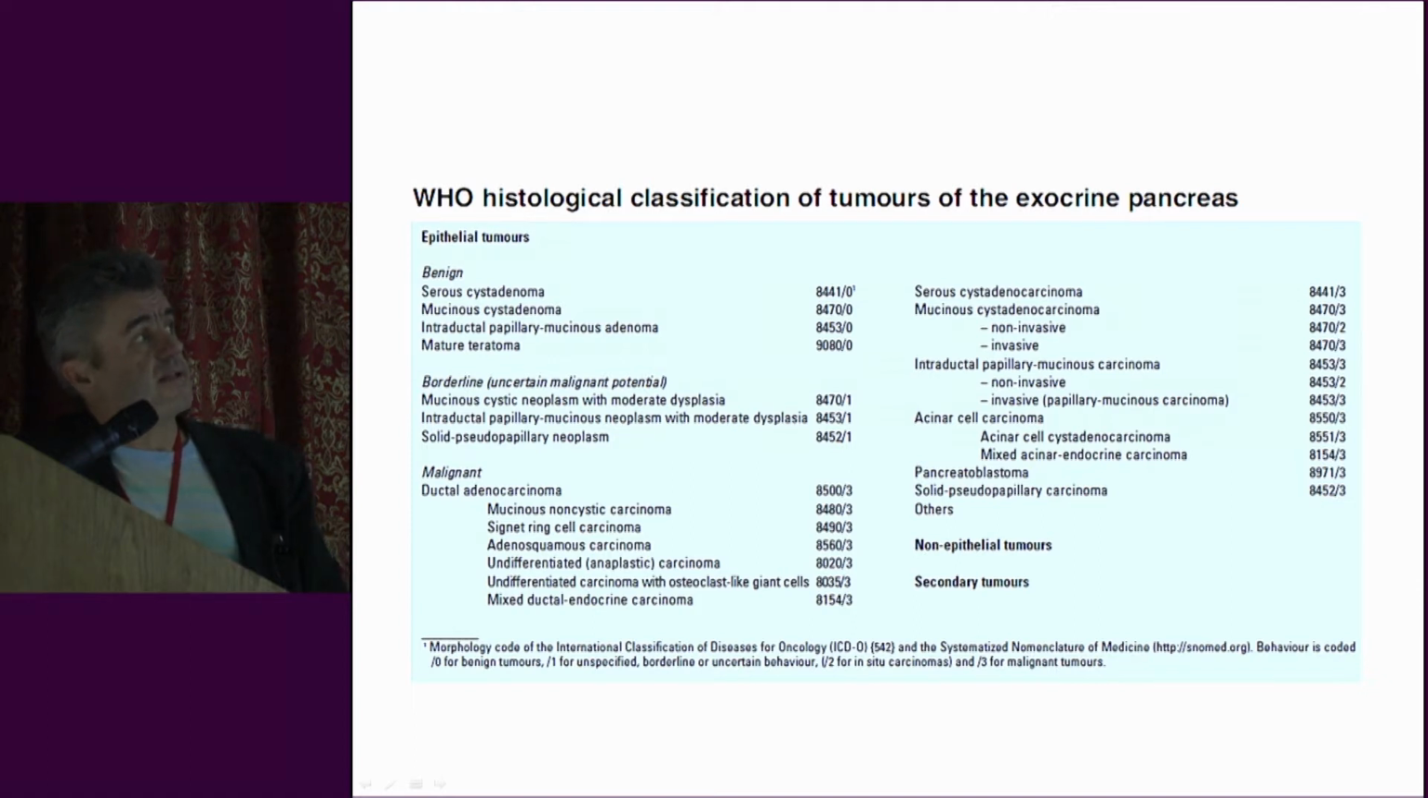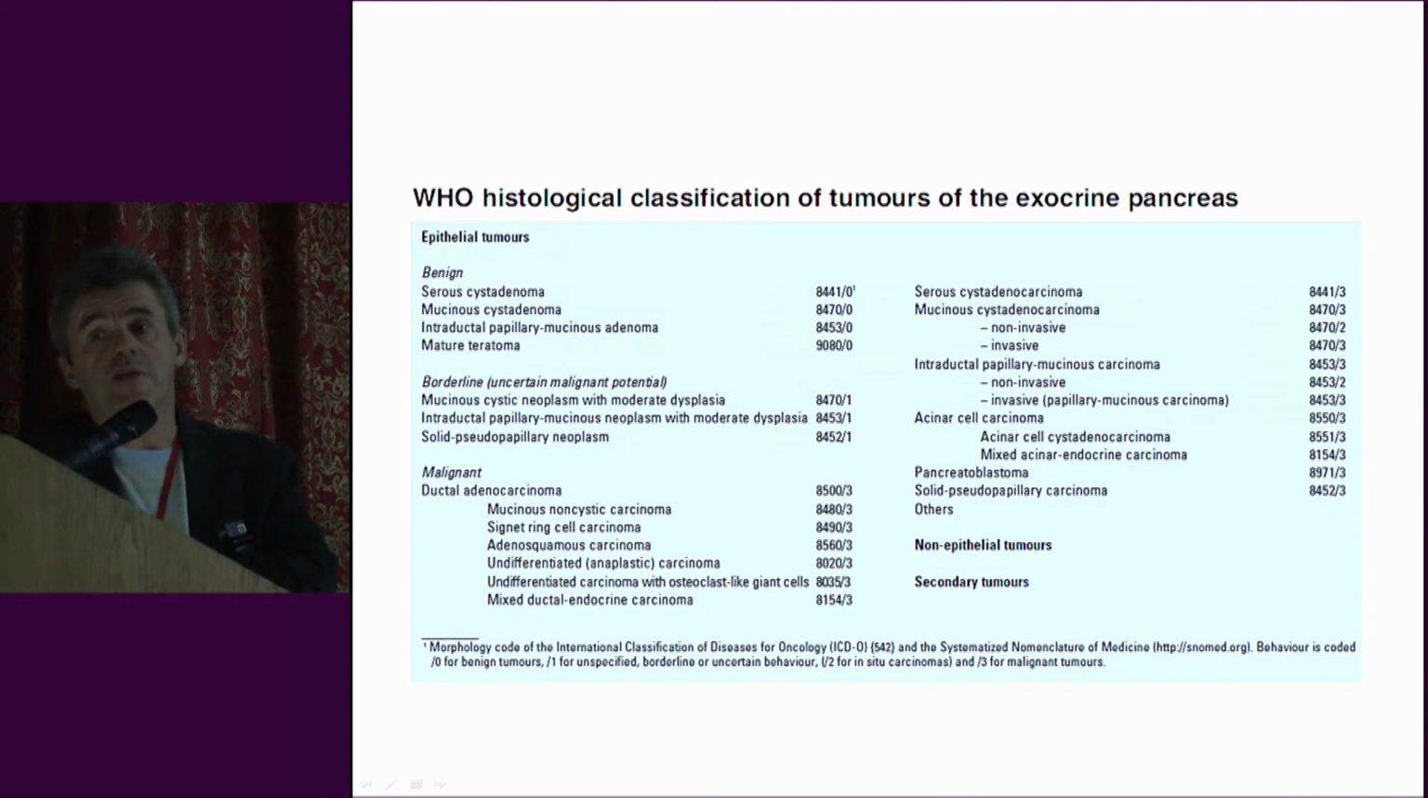What is this WHO histological classification of tumors? This is a list of oncological disorders which can occur in the pancreatic gland, which is subdivided into three groups: benign, borderline, and malignant, from the same type of epithelia, and also a wider, more expanded group of malignant tumors. And mainly we speak about ductal adenocarcinoma, which is very prevalent, and which is a group of oncological tumors with heterogenic properties.